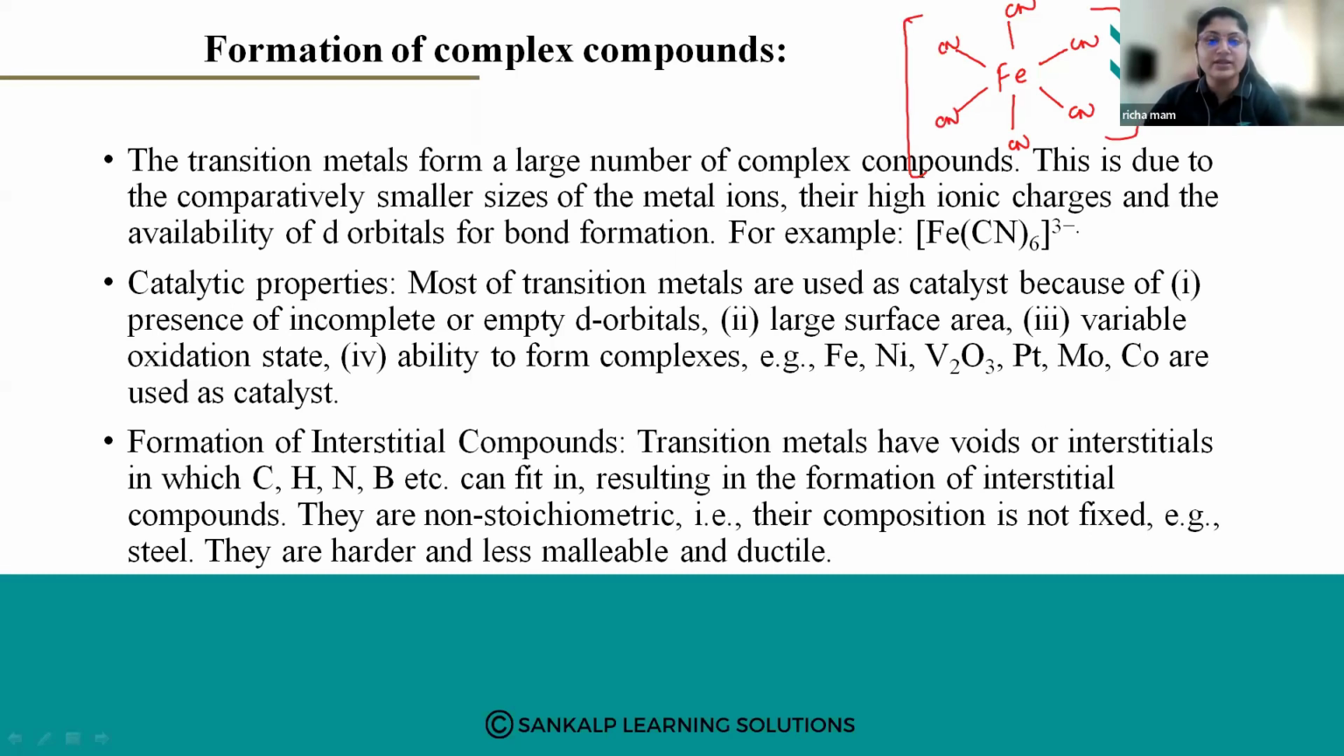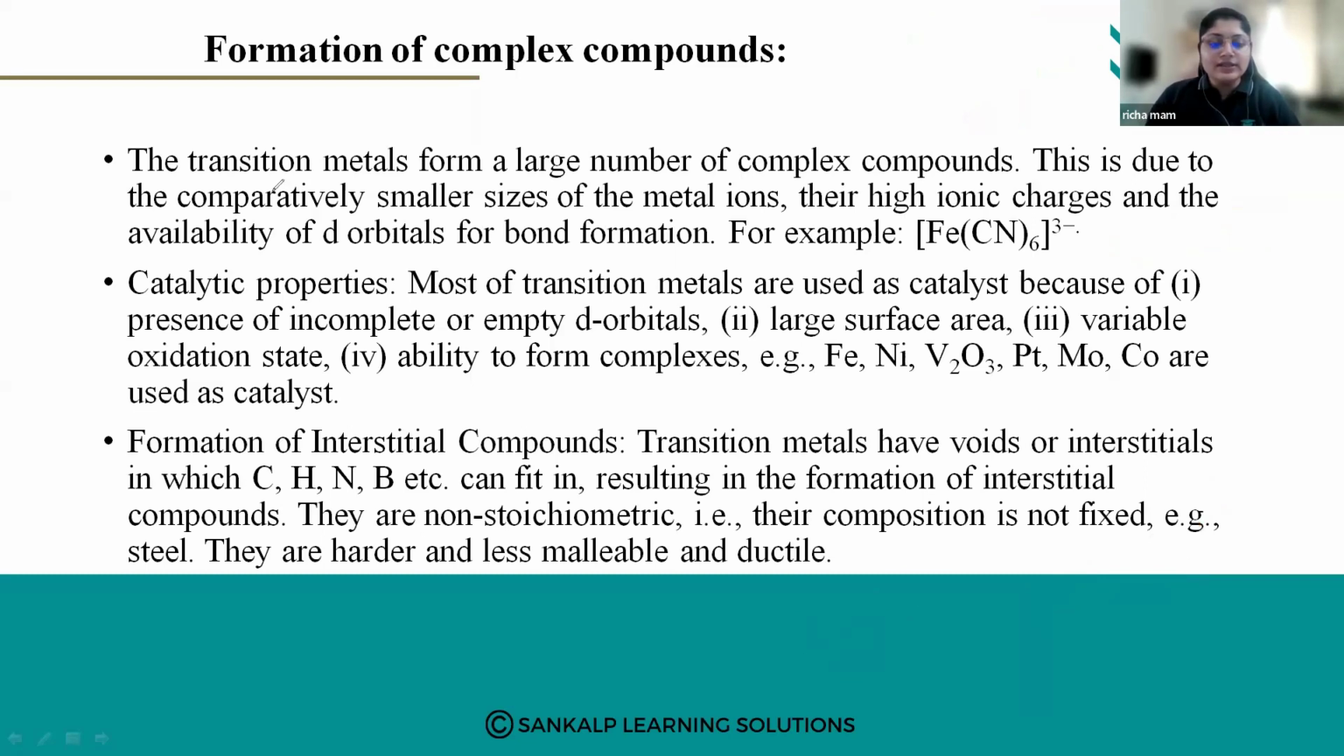These transition metals combine with the ions or the neutral molecules, and they form the complex compound. Examples are [Fe(CN)6]3-, then [Fe(CN)6]4-, then [Co(NH3)6]3+, then [PtCl4]2-. So these are some examples of complex compounds.